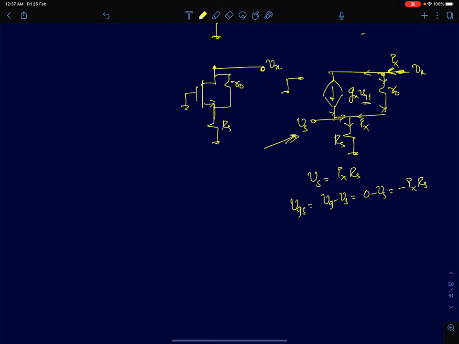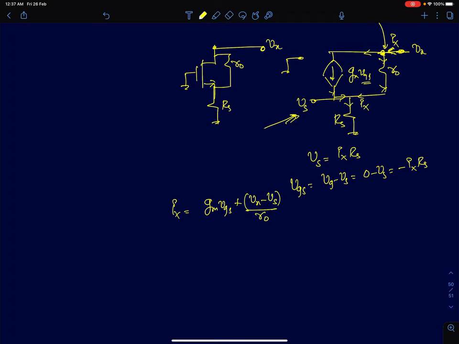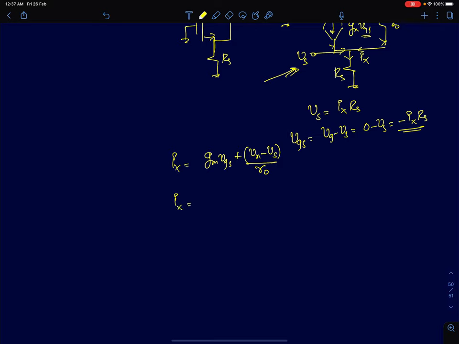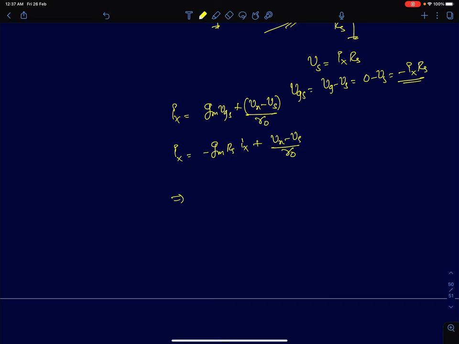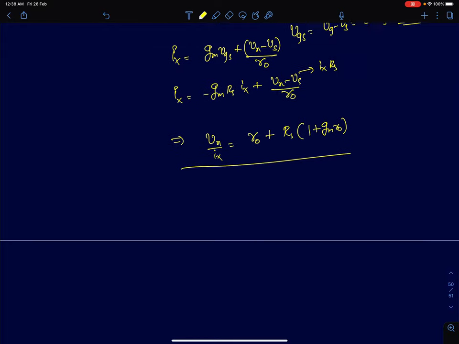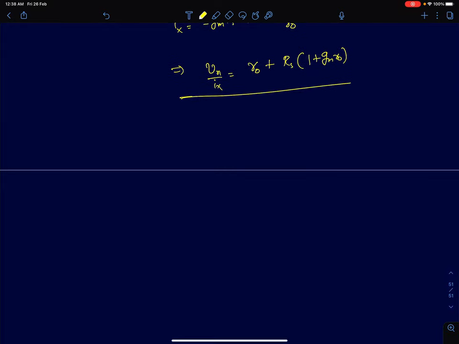And so simply you can write Kirchhoff's current law at this node, which is Ix equals gm times Vgs plus (Vx minus Vs) upon R0. So substitute Vgs here, and you will get Ix equals minus gm Rs times Ix plus (Vx minus Vs) upon R0. You can do quick manipulation here, substituting Vs as Ix Rs. I'll write the final result, which is Vx upon Ix will simply be equal to R0 plus Rs times (1 plus gm R0). I wrote this expression in a way so that it's quickly recognizable and it makes intuitive sense as well.